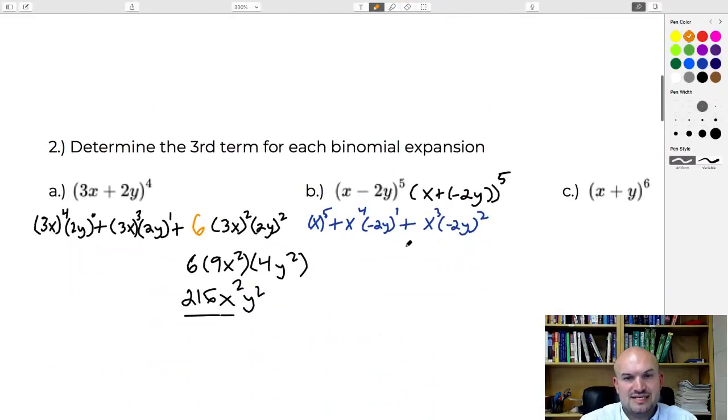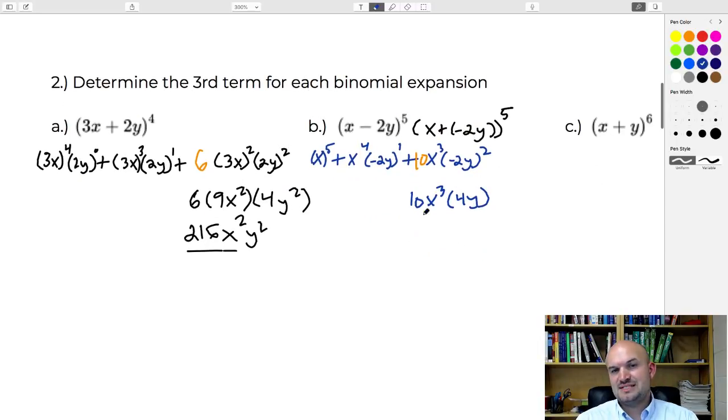So now I'm going to place a 10 here as my coefficient. And now I just need to go ahead and simplify this. So negative 2y squared is going to be positive 4y. So therefore I have a 10x cubed times 4y. And 4y times 10 times x cubed is going to be a 40x cubed y.